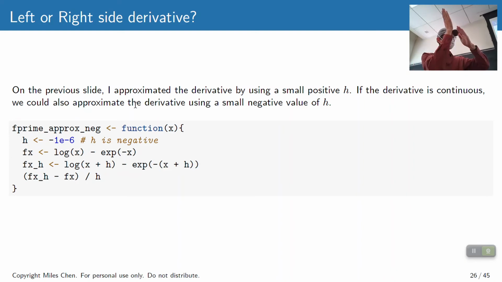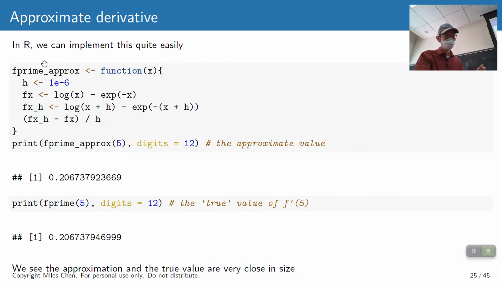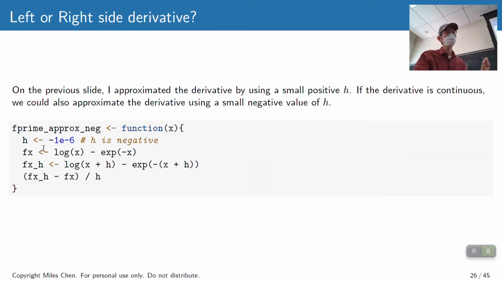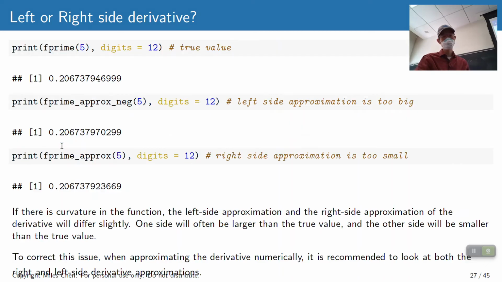Now, we can calculate the derivative from the left-hand side or the right-hand side. Here I added a positive h, and I can also add a negative h. Rather than going from 5 plus 10 to the negative 6, I can do 5 minus 10 to the negative 6 and see how much it changed there. It's the exact same thing, I'm just adding a negative 10 to the negative 6. And if I do that, I get something very, very close.